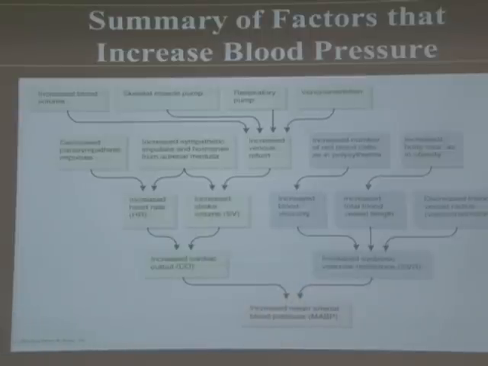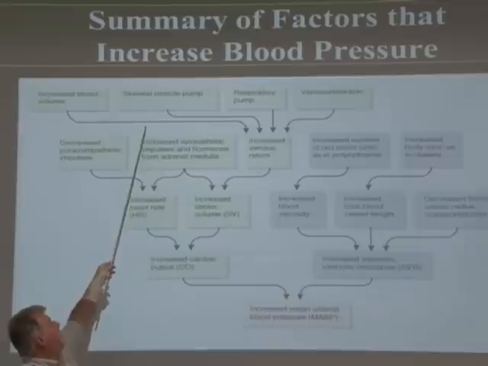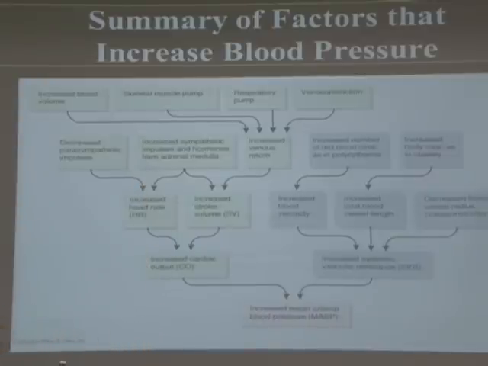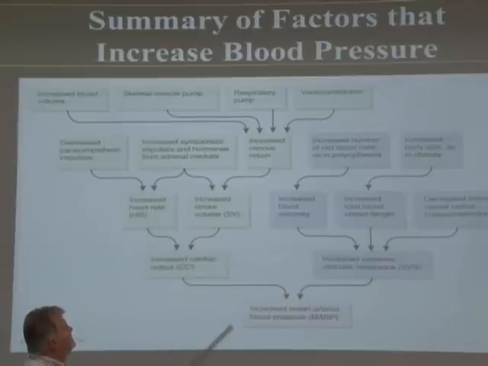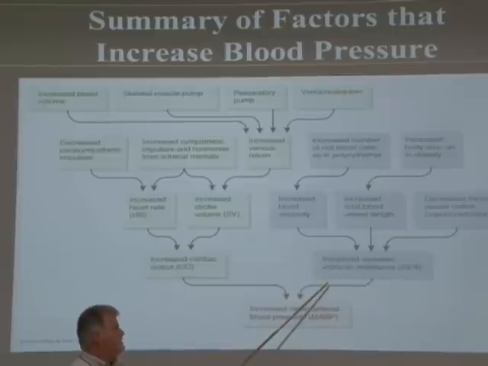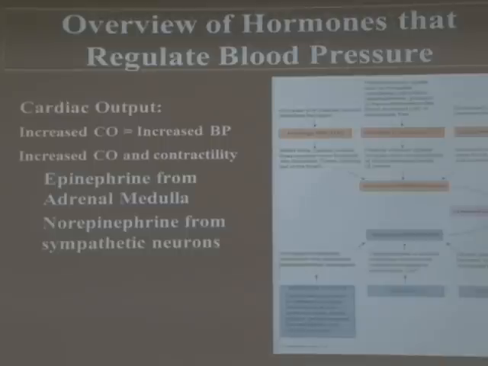So somebody who has hyperventilation would tend to have an increase in cardiac output. And an increased skeletal muscle pump that we just talked about. And then an increase in blood volume. With the increased blood volume, you increase blood pressure. And the other one would be an increase in sympathetic impulses from the adrenal gland or the blood. So if we increase cardiac output, we increase blood pressure. If we increase resistance, we increase blood pressure. And that's what happens as resistance moves.